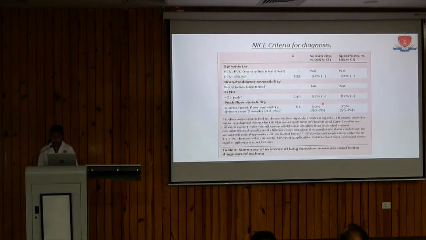Peak flow variability: diurnal peak flow variability over 2 weeks greater than 12 to 36% supports an asthma diagnosis. Sensitivity 50%, specificity 72%, meaning it is useful but not definitive on its own.